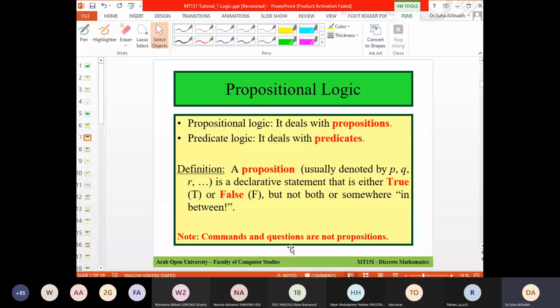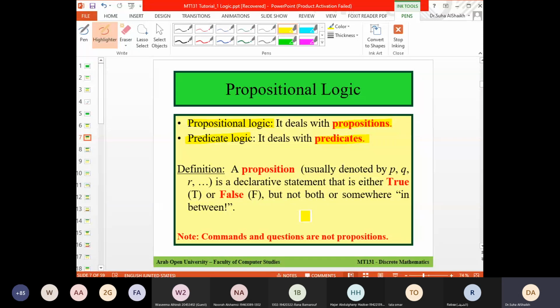So the first thing we are going to talk about is propositional logic. We are going to talk about two types of logic, by the way: propositional logic and predicate logic. Propositional logic, of course, works with propositions. Predicate logic works with predicates. Of course, we will start with propositional logic first.